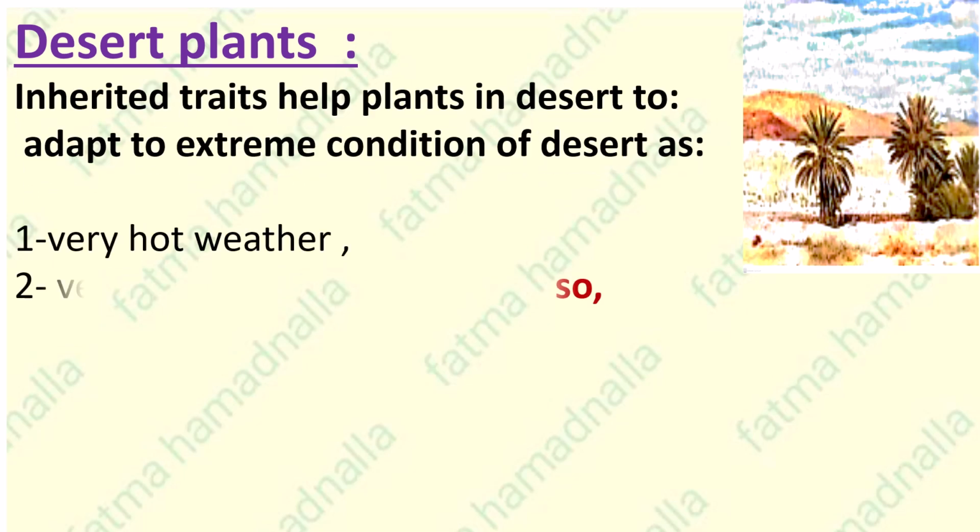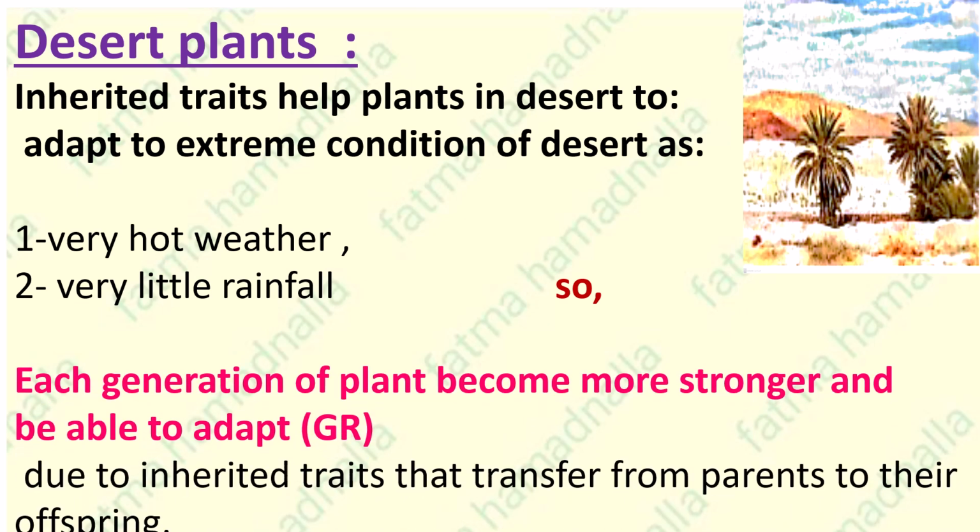Second, in desert plants. Desert plants have inherited traits that help them adapt to the extreme conditions of the desert, such as very hot weather and very little rainfall. As a result, each generation of plants becomes stronger and better able to adapt. Why? Due to the inherited traits passed down from parents to their offspring. Okay?